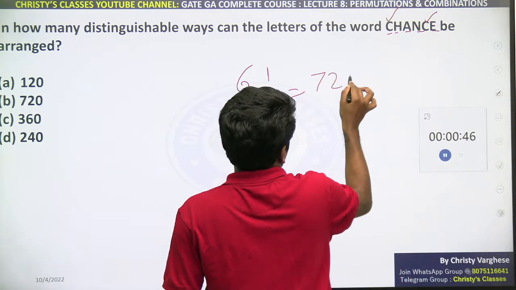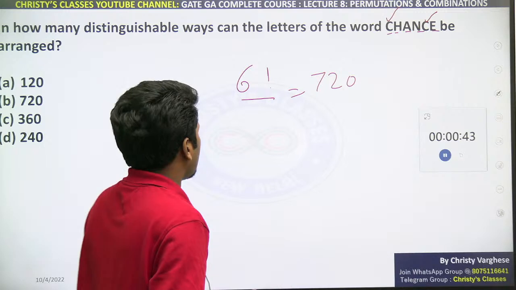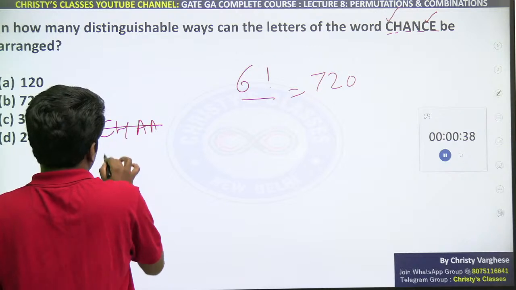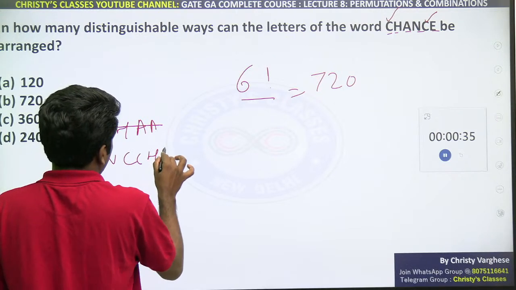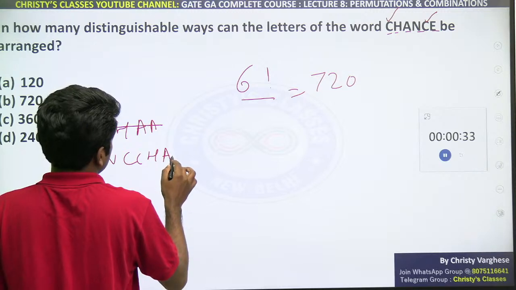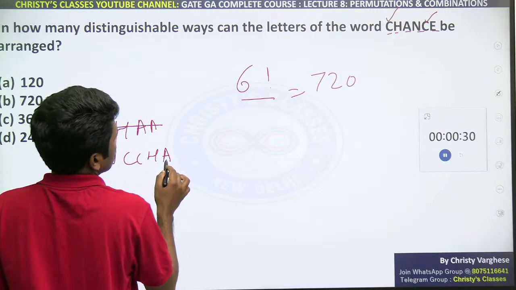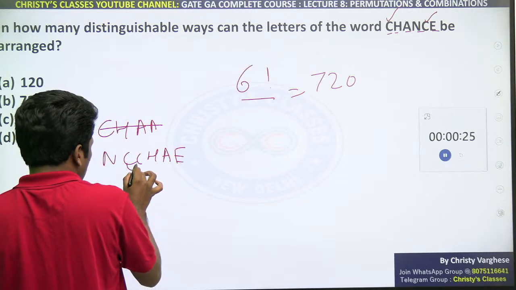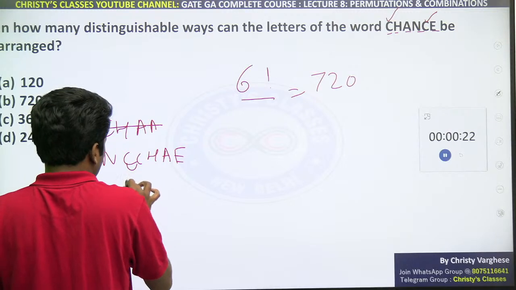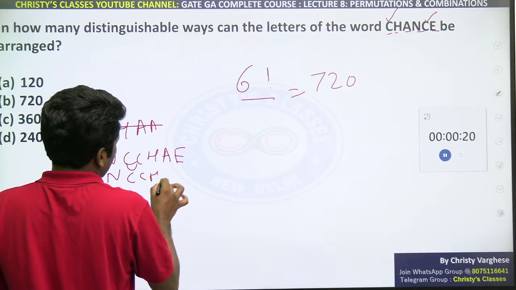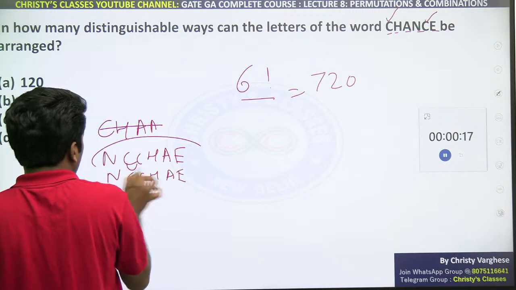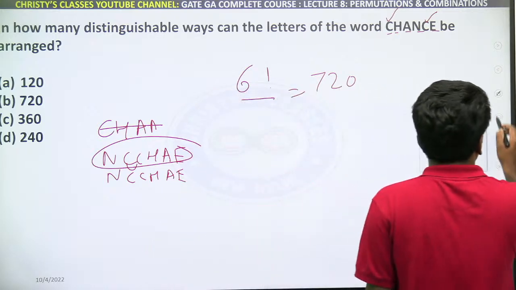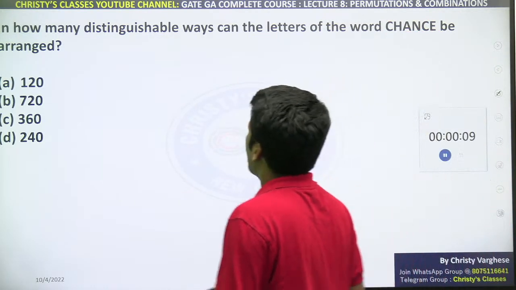6 factorial is 720. 720 different words are there. That is what we are claiming. But among those words, for example, if I rearrange N C C H A E, and then reorder the Cs, we will get CC only. That is not a different word, but all those words are counted in this 720. That is why there are many duplicated words. We need to avoid those duplicated words.